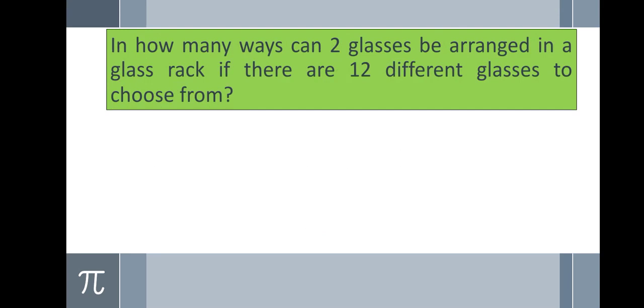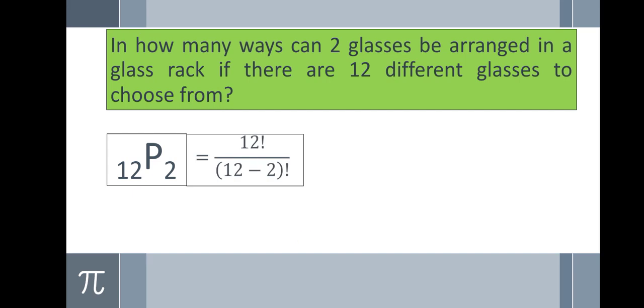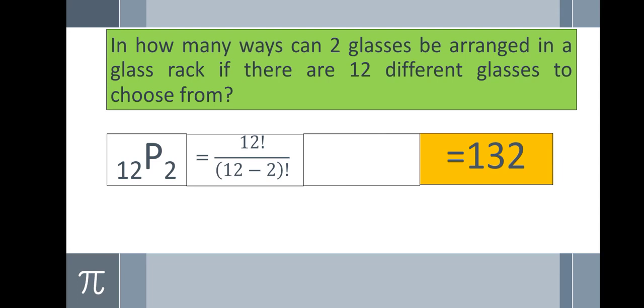In how many ways can 2 glasses be arranged in a glass rack if there are 12 different glasses to choose from? Again, we have the word different. If the keyword is different or unique, then we'll use the permutation. So this is permutation of n objects taken r at a time. Our n is 12 and r is 2. To get the permutation of 12 taken 2 at a time, we have 12 factorial all over 12 minus 2 factorial. 12 minus 2 factorial is 10 factorial. Then evaluate using calculator. There are 132 different ways that we can arrange the glass rack.